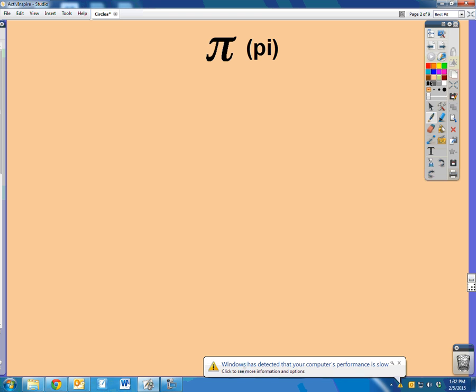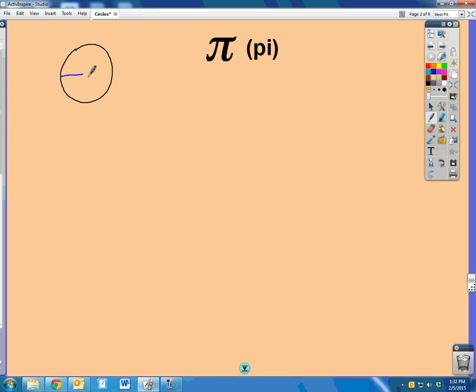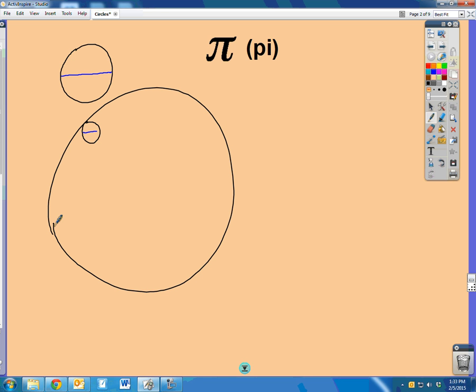So if we take the distance around the circle, we measure that, and we measure the distance across the circle, the diameter. If you take the distance around divided by the distance across, you will always get the exact same number. Doesn't matter if your circle is that big or if it's this big and you measure all the way across, or if it's that big and you measure the distance all the way across.